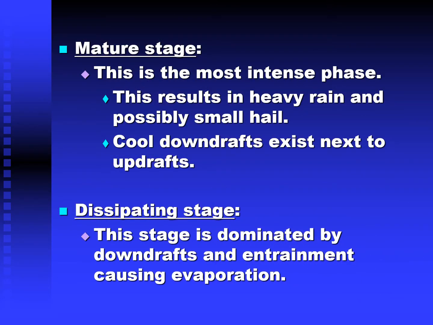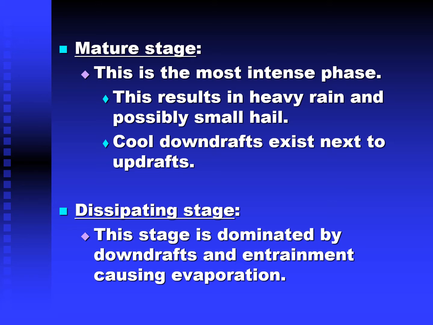So the mature stage of your thunderstorm is the most intense. This is when you're going to get very heavy rainfall, high intensity rainfall events. You might get hail. You may not get hail. It's possible that you will. And you're going to have cool downdrafts existing next to updrafts.